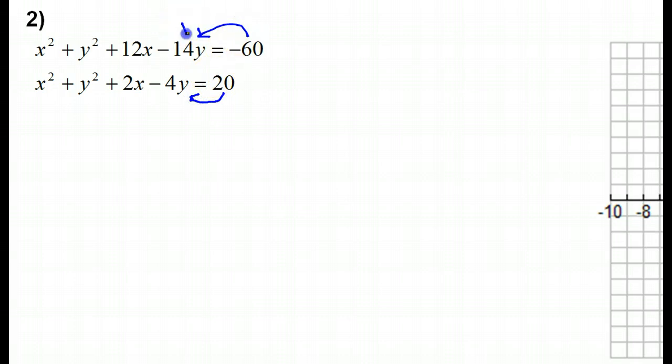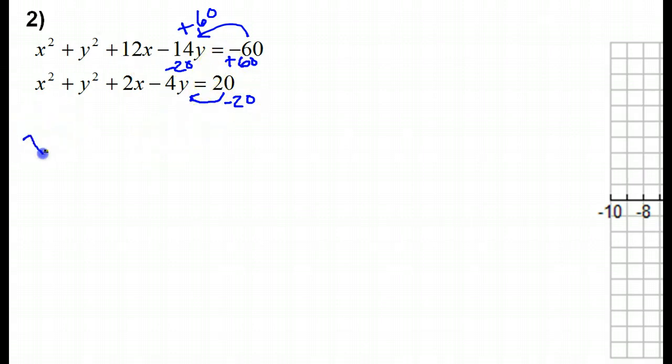So I'm just going to stick it on here. So if I add 60 to both sides, plus 60 plus 60, there'll be a plus 60 on the end. And this one, if I subtract 20, minus 20 minus 20, there'll be a minus 20 on the end. So the next step was to set these things equal to each other. So that's what I'm going to do.